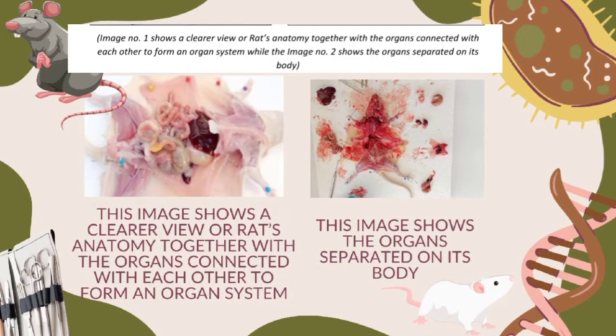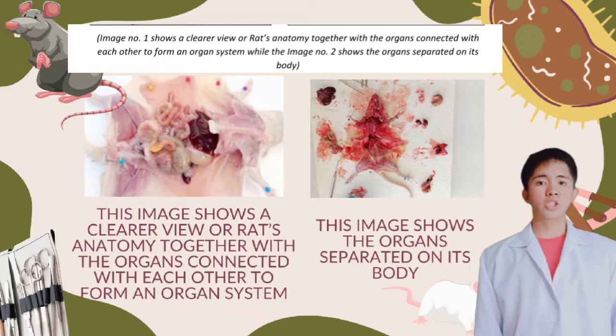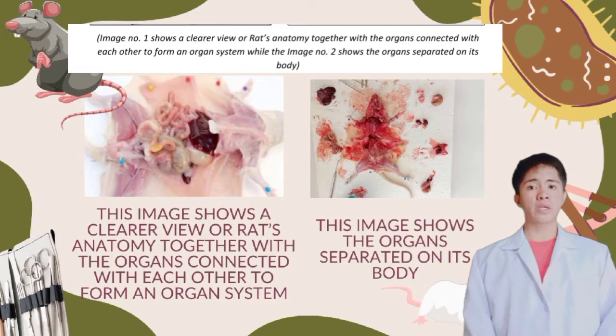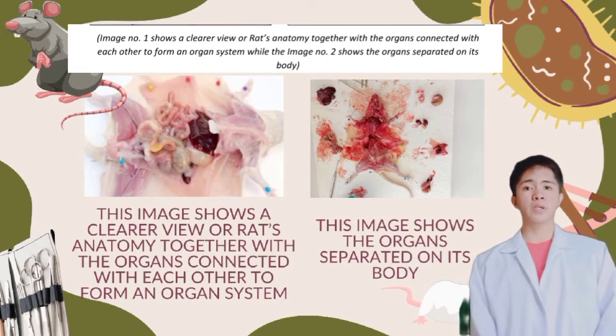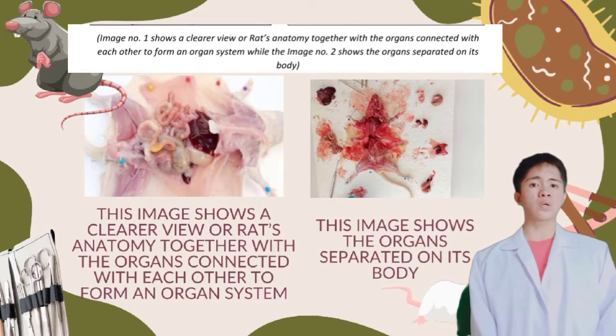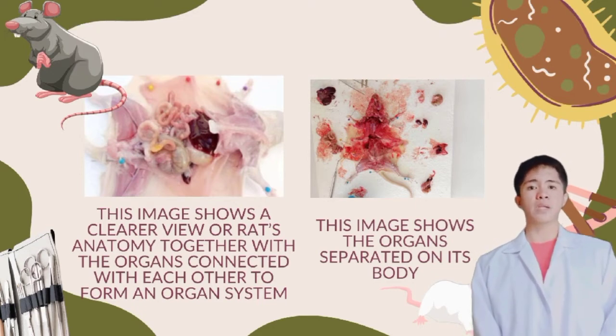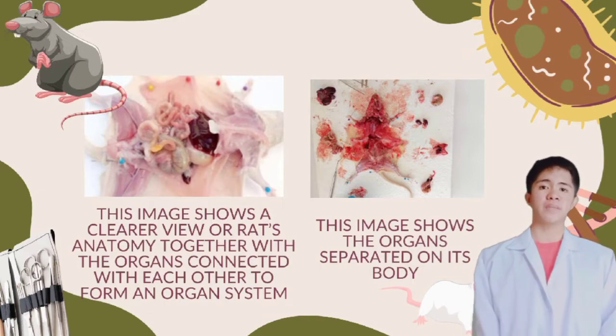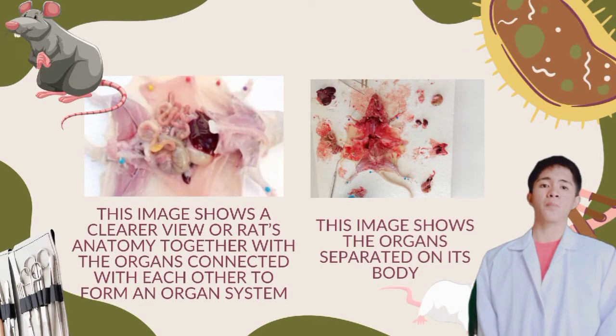Image number 1 shows a clearer view of the rat's anatomy, with the organs connected with each other to form an organ system, while image number 2 shows the different organs of the rat when separated from its body. This is to clearly see what the organs look like separately, or separated from their corresponding system, except for the digestive system, which has become an example of an intact body system.